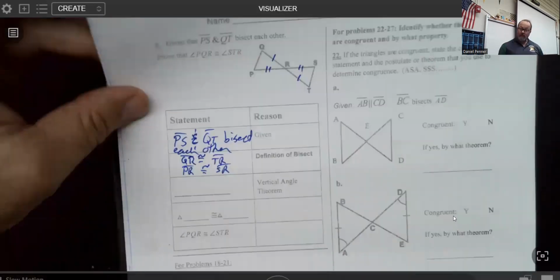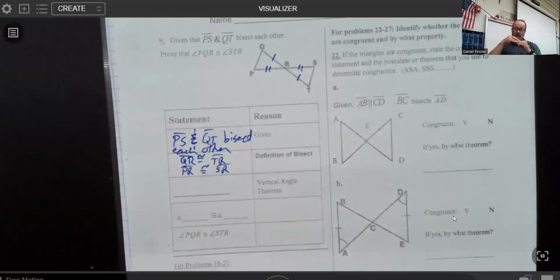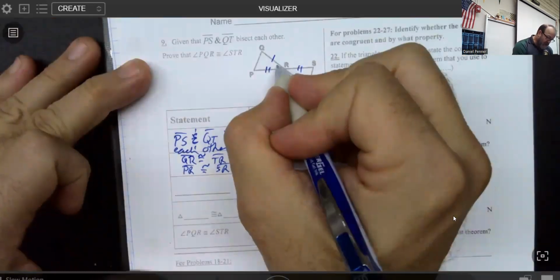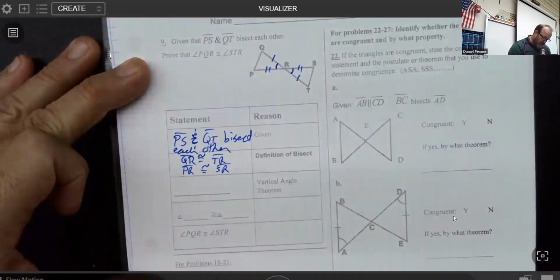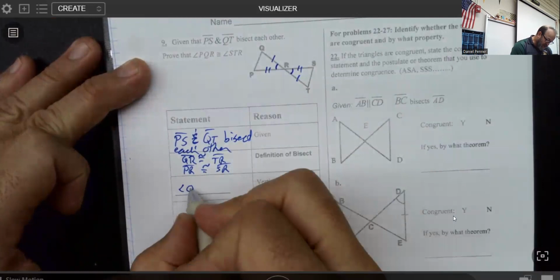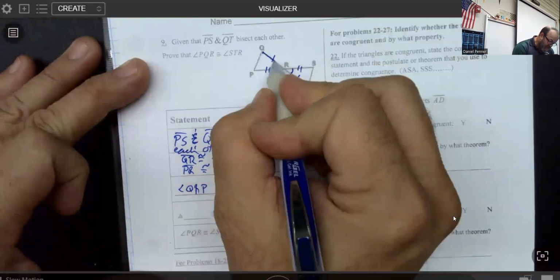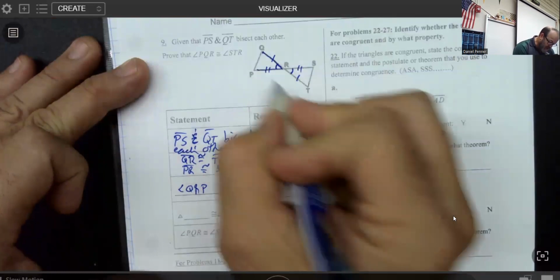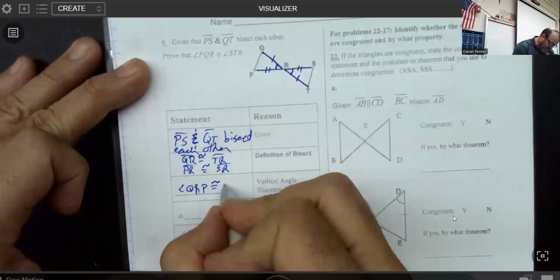Now we can go a little bit further, and remember, anytime you see those shared sides or those crosses, we get some nice automatics. So we want to remember that these two angles right here are congruent. So again, depending on how you like to write that, I think I'm going to write it as angle QRP. That's this angle right here. QRP is the same as TRS. That's by the vertical angle theorem.